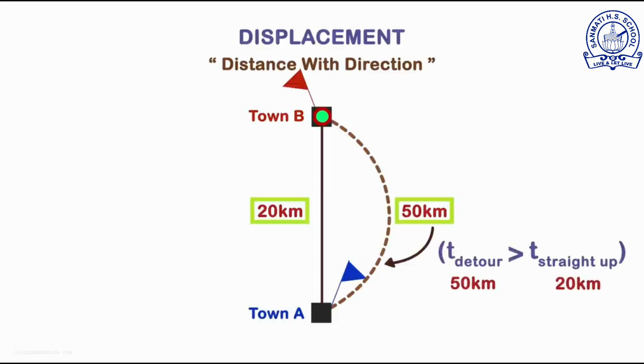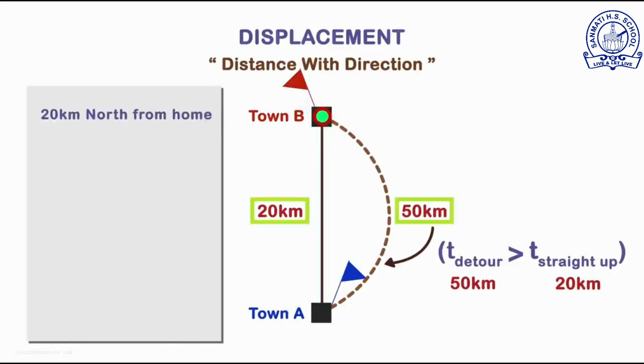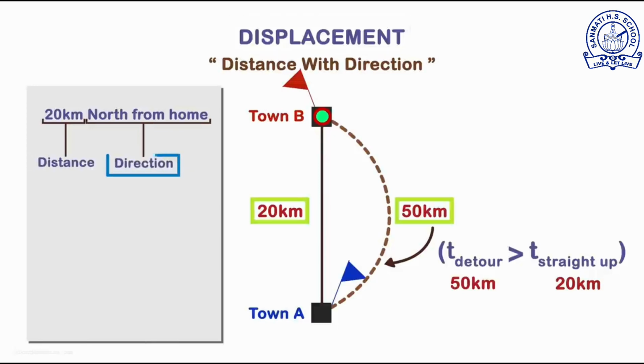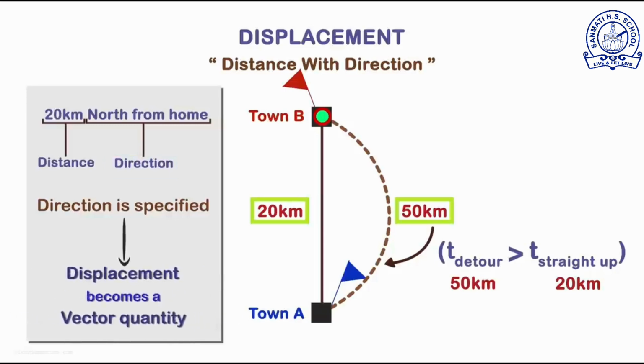But if you call someone to tell them where you are, in both the cases, your location is this town, which is 20 kilometers north of your home. The displacement in both the cases is the same. You traveled 20 kilometers north. North shows the direction, and because direction is specified, displacement becomes a vector quantity.